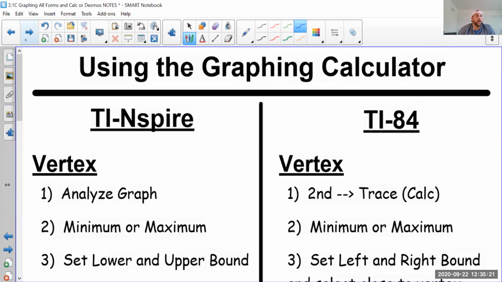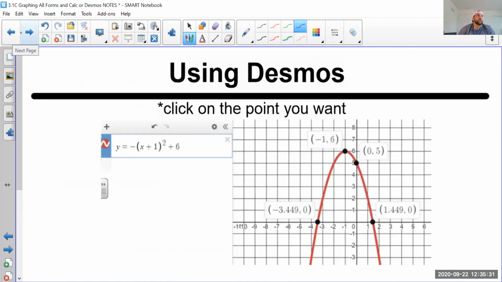Now what we're going to talk about is how to graph using a calculator. So if you have a calculator, get it out right now. If you're planning on using Desmos, open that up right now.